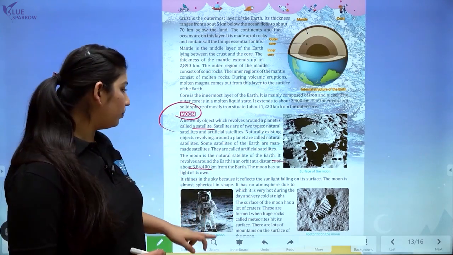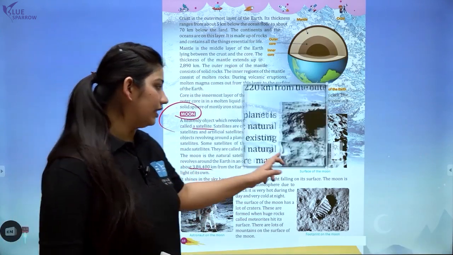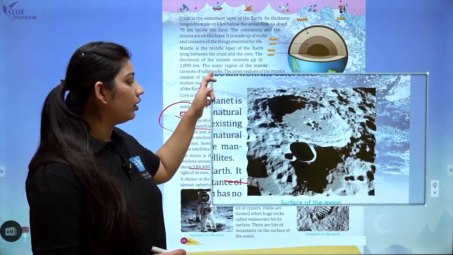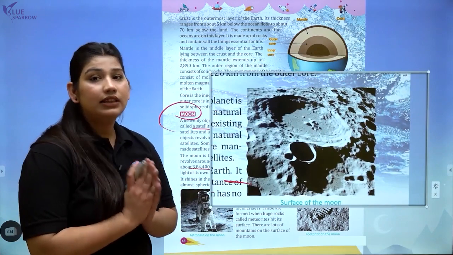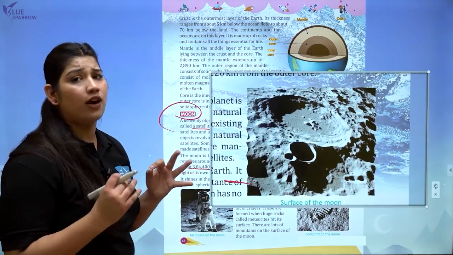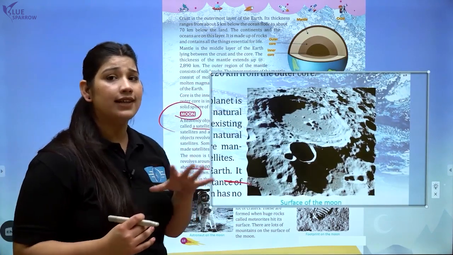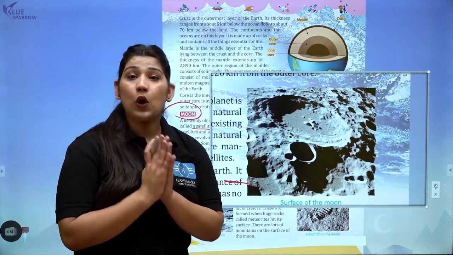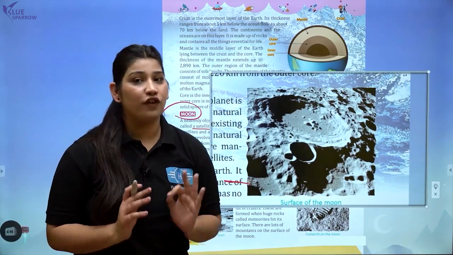The surface of the moon has a lot of craters. As you can see in the picture, this is the surface of the moon. These craters are formed when huge rocks called meteoroids hit the surface of the moon. There are a lot of mountains on the surface of the moon.